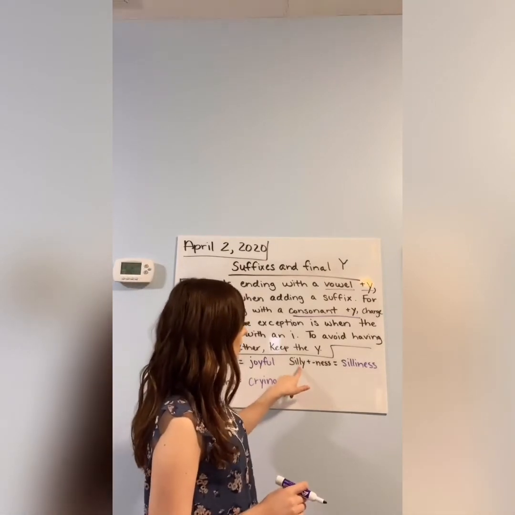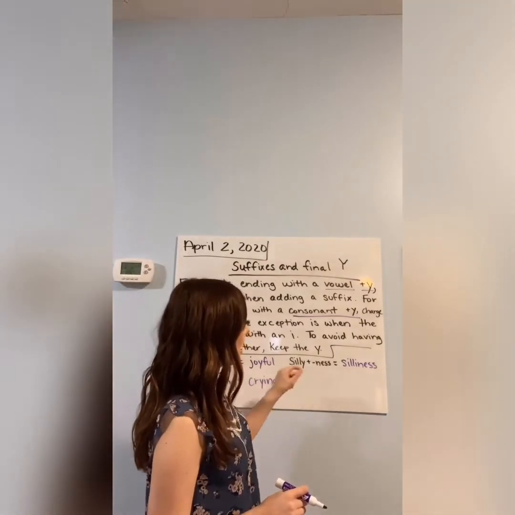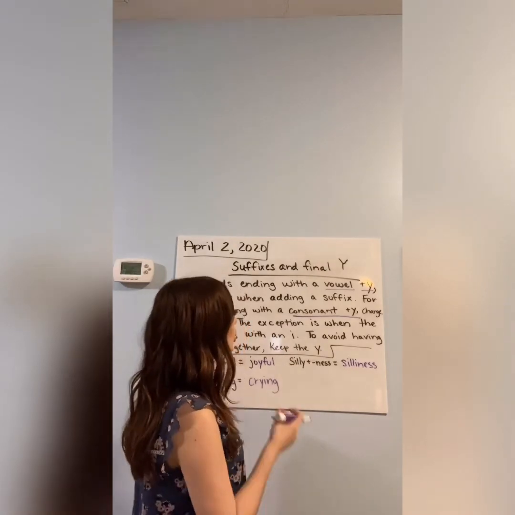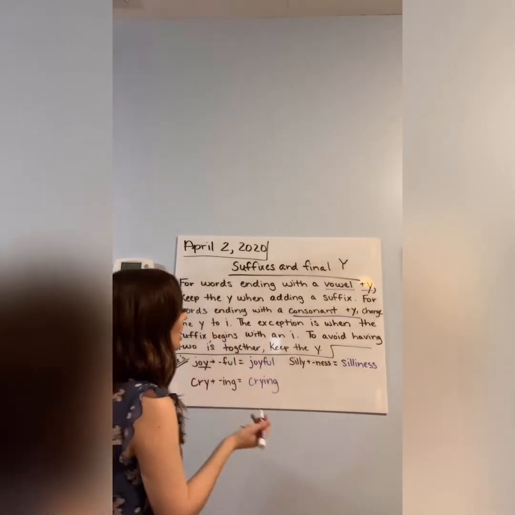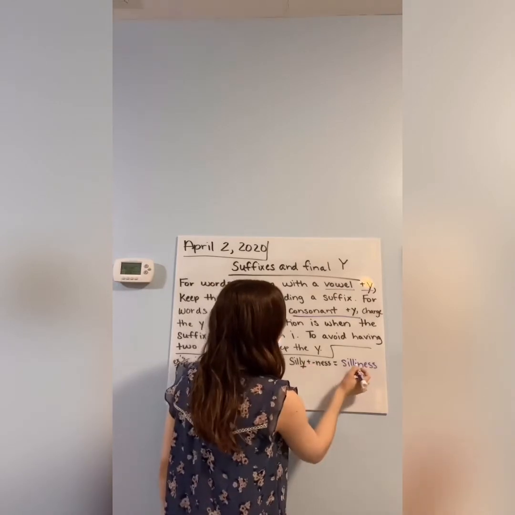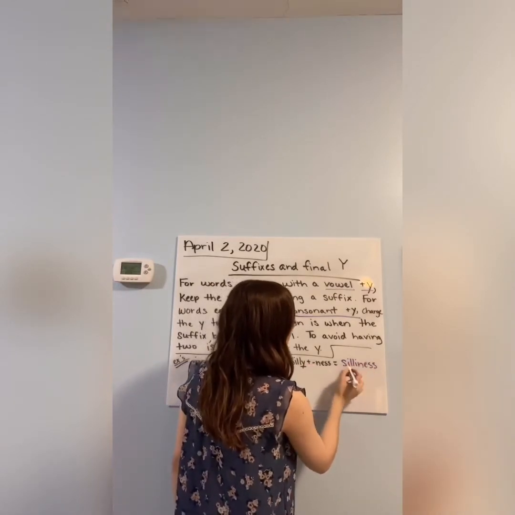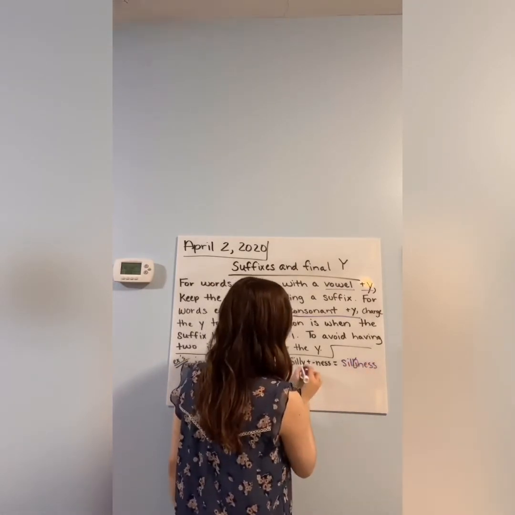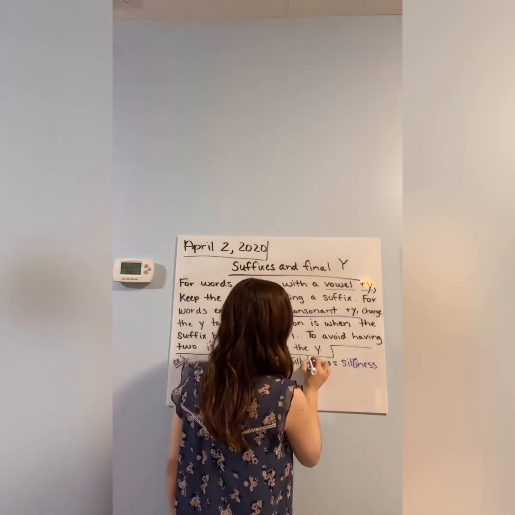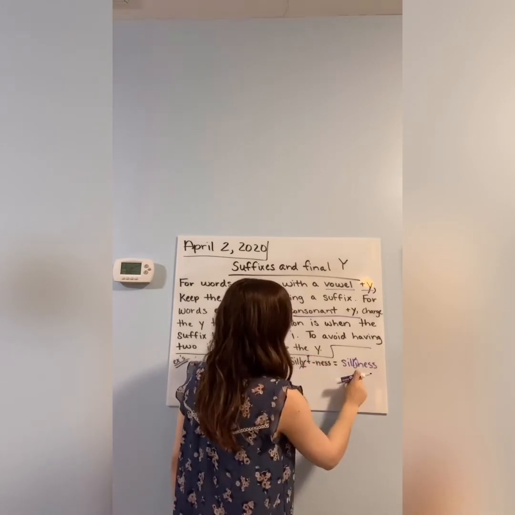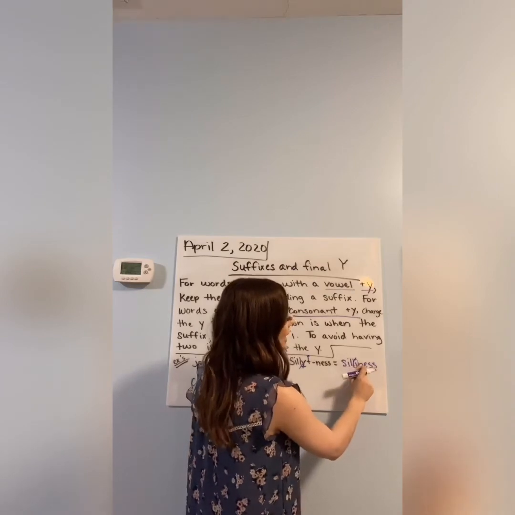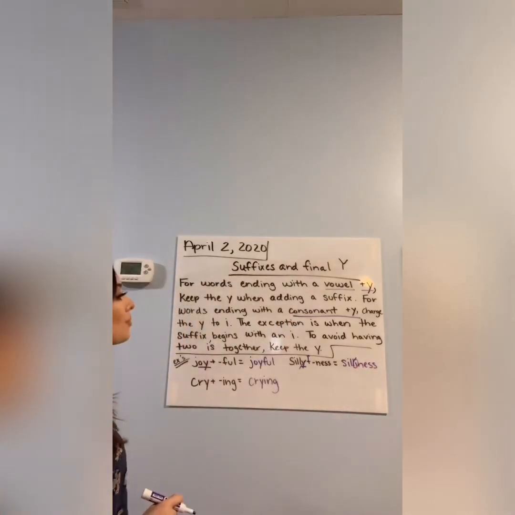So in this case, we have silly. It ends with a consonant. L is a consonant, and it's followed by a Y. So we would have to change the Y to an I. So it would become silliness, S-I-L-L-I-N-E-S-S, because remember we had to change that Y to an I.